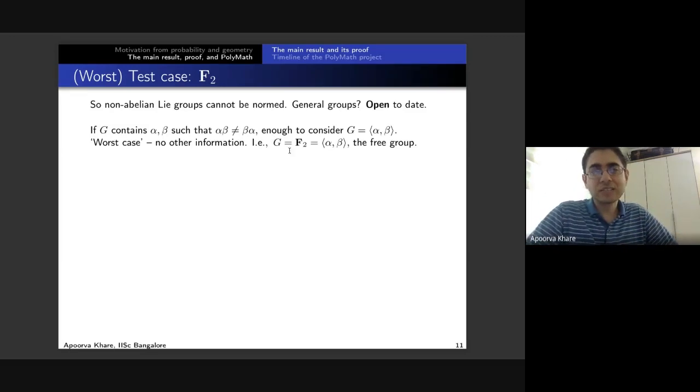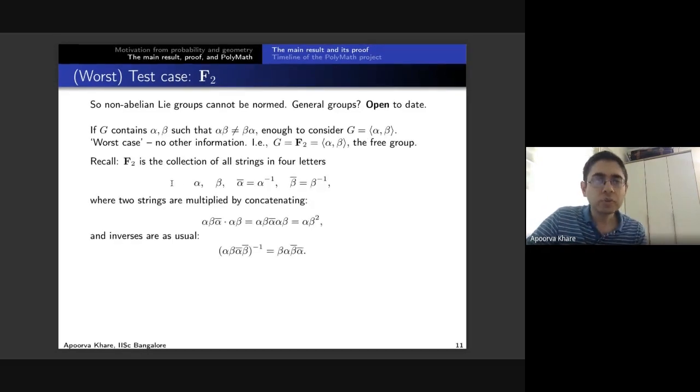So the worst case, and since I told you that the answer is that no such group exists, we felt that was the case, but we weren't sure. Tao didn't even have an intuition, I certainly had none. So we said, let us claim that such is the case. And if we want to prove that, then we have to prove it in the hardest case. Our proof has to work in the most difficult case, where we have no extra information. And that is the case of a free group.